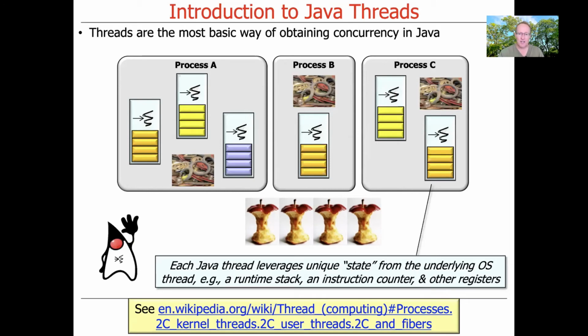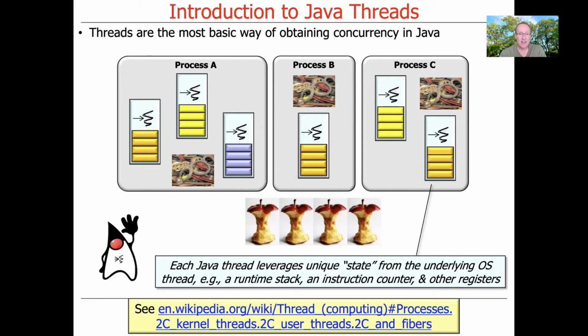Now, this is an important topic, and this was almost guaranteed to show up on the quiz. Every Java thread leverages some unique state from the underlying operating system thread. So there's a thread that runs in the operating system, typically in the kernel, and then there's also this Java level thread. They're not unrelated, but they're not the same thing. They're different pieces of the same puzzle, or two sides of the same coin, or something like that.